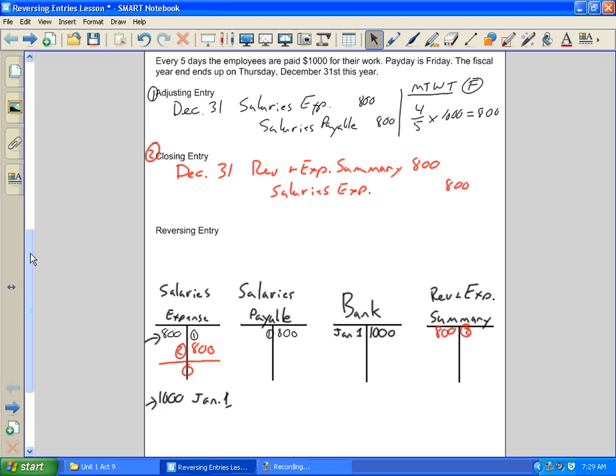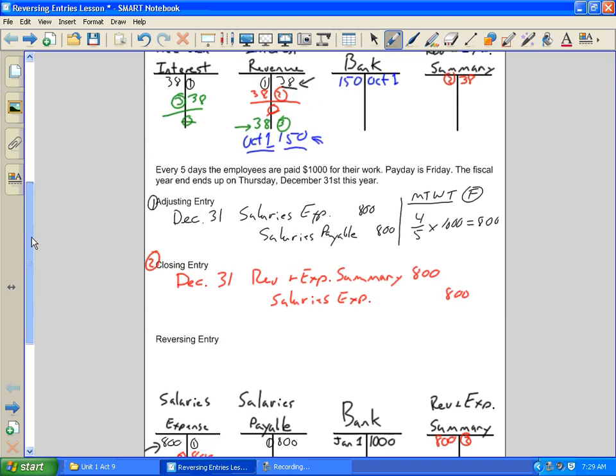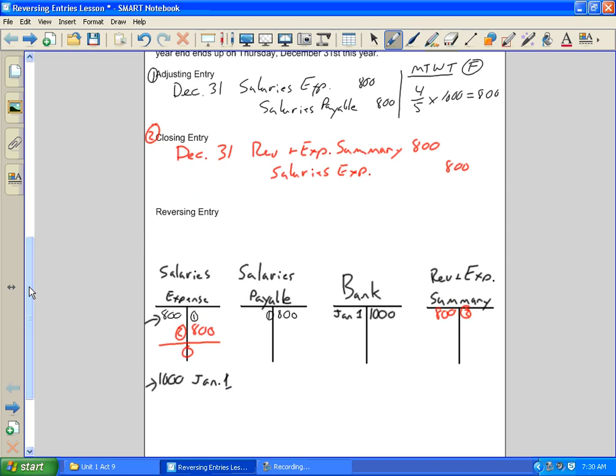So in, what color am I going with here? Green. Our reversing entry is going to be on January 1st. We're going to debit salaries payable. Because what we want to do is we want to reverse this and get rid of the payable. We're not going to pay them anymore. We don't owe them any money as of January 1st when we pay them. And then we're going to credit the salaries expense.